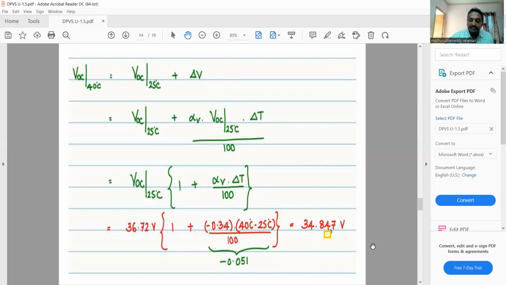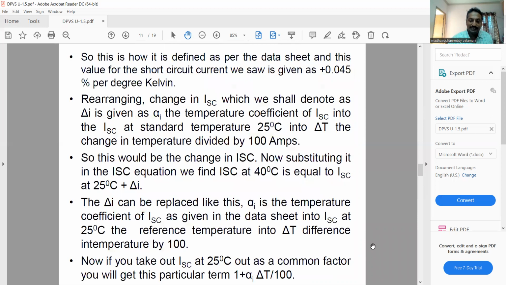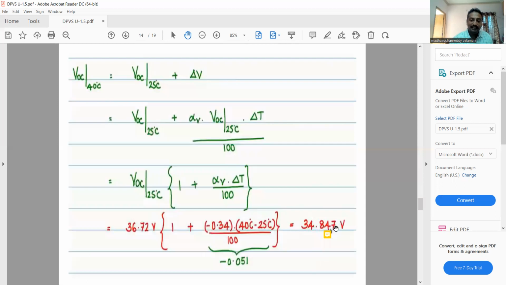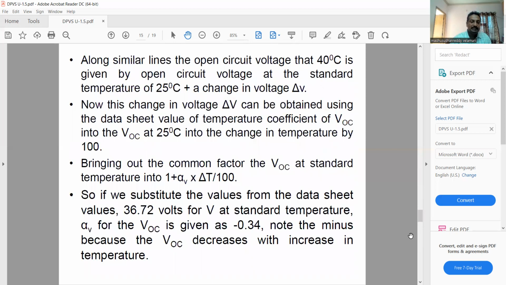But what about the short circuit current? It increases. See here, the current increases, while the voltage decreases by 1.873 volts. Okay, understood that. So next, they're explaining all these things here.